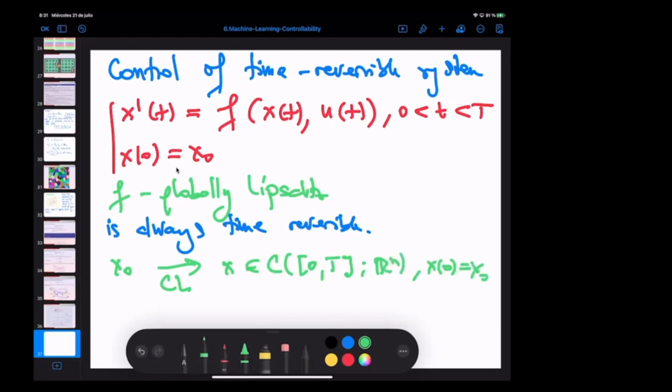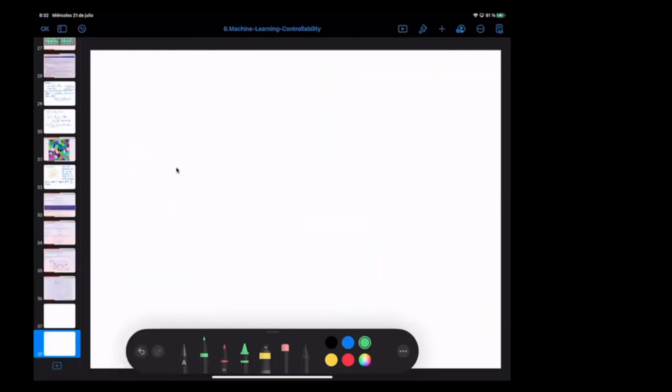But if for some reason you give me, rather than the initial datum, the final datum x capital T, then I will also get a solution in the same class, right? So this will be continuous, but it will be also C1. But this time, x of capital T will take the given value. What is the proof of that? The proof is very simple.